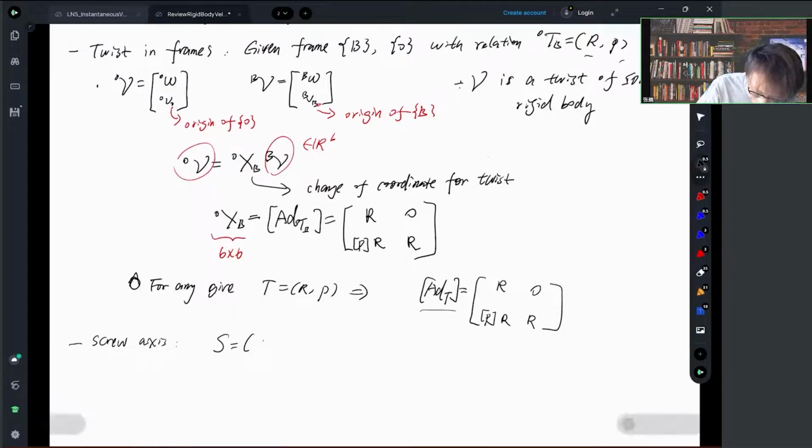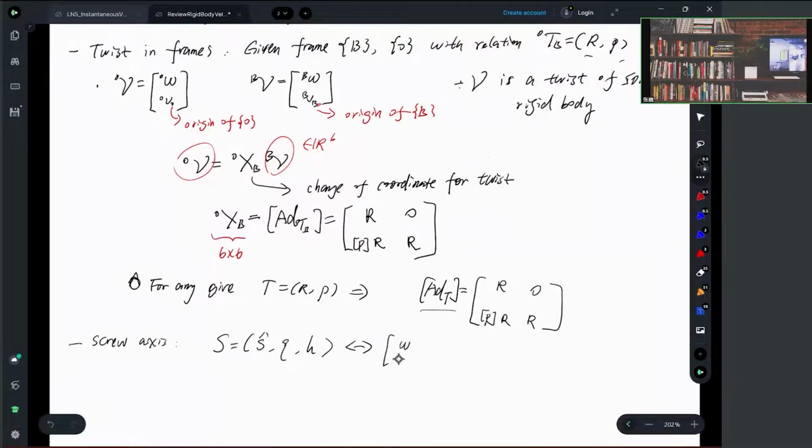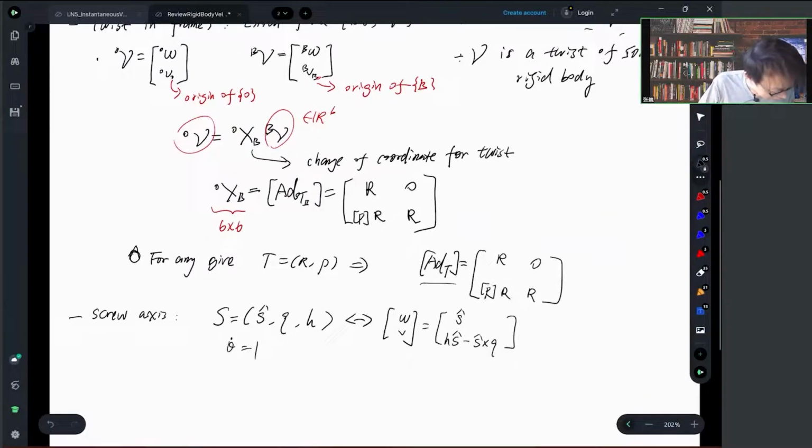uniquely by three things: the direction of the axis, a point on that axis, and the pitch. The pitch is the linear velocity divided by the angular velocity, right? And we know there's a one-to-one correspondence between this twist and the screw axis. In this case, I think this one is just the s hat, and this one is h s hat minus s hat cross q. We always assume theta dot equal to 1 when we talk about axis.